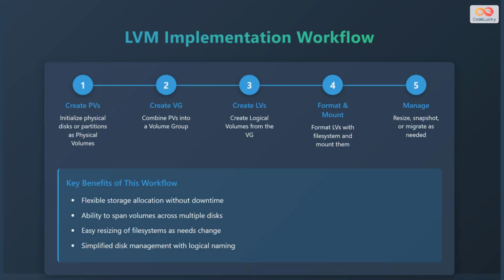Let's walk through a typical LVM implementation workflow. Step 1. Create physical volumes. This involves initializing physical disks or partitions as physical volumes, or PVs. Step 2. Create a volume group. This step combines the previously created PVs into a volume group, or VG. Step 3. Create logical volumes. Now, create logical volumes, or LVs, from the volume group. Step 4. Format and mount. Format the logical volumes with a file system and mount them to a directory. Step 5. Manage. Now you can resize, snapshot, or migrate the volumes as needed.